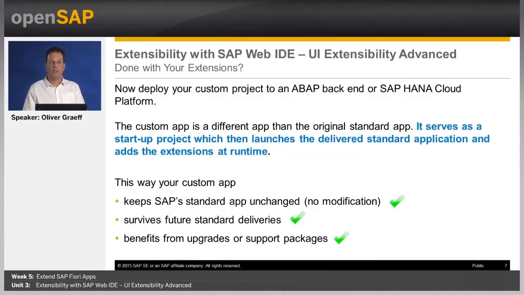We're done with our extensions. The custom application is working fine, and now as a last step we would want to deploy that into its runtime environment. So just like in previous units where you created a new application, you would now deploy the custom application to either the HANA Cloud Platform or to the ABAP backend. So it's a new application which is referring to the parent application and adds custom extensions on top of that.